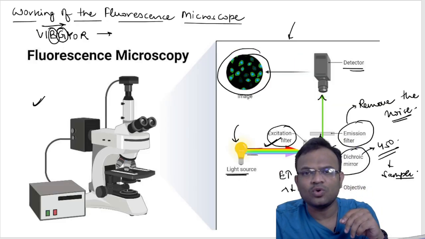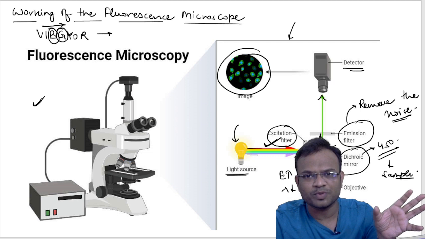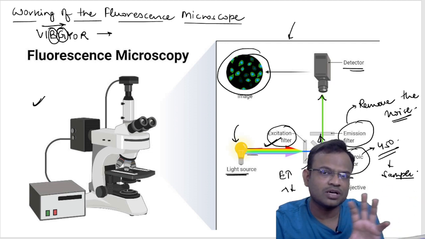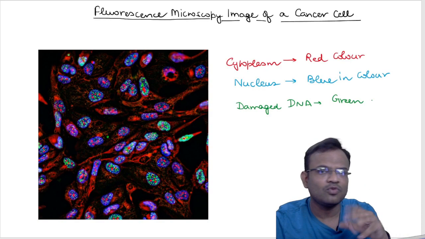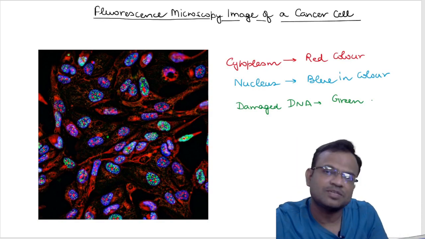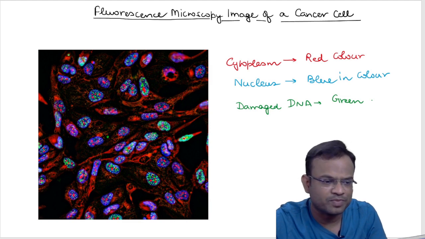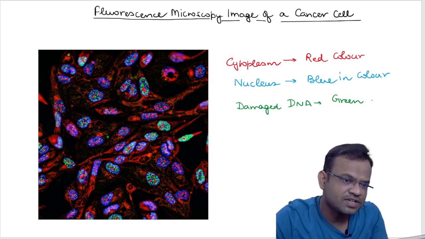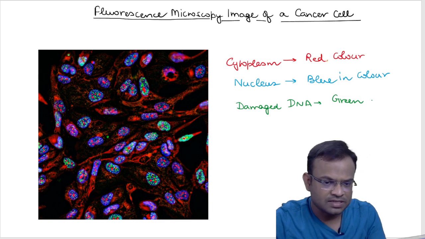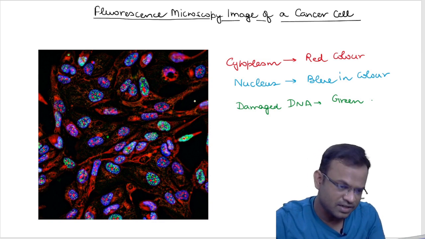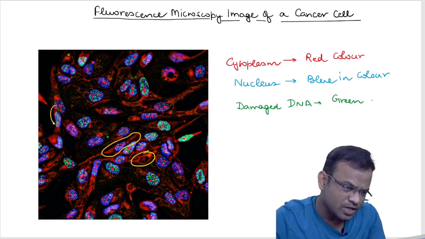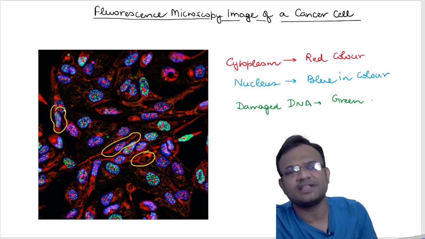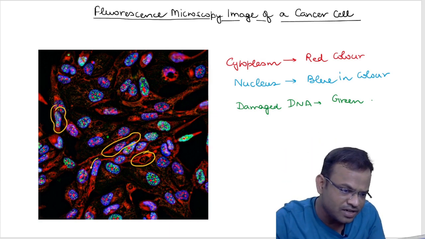Okay, I explained to you how this fluorescence microscopy works. That means I told you about the principle as well as the mechanism of working. Now let us move on to one particular image that has been taken through fluorescence microscopy. Let me just change the color of my pen. Yes, the cytoplasm in this image is red in color. You can see over here or over here, this is the entire cytoplasm that is present, and cytoplasm is present inside the cell. That means this is a complete cell.